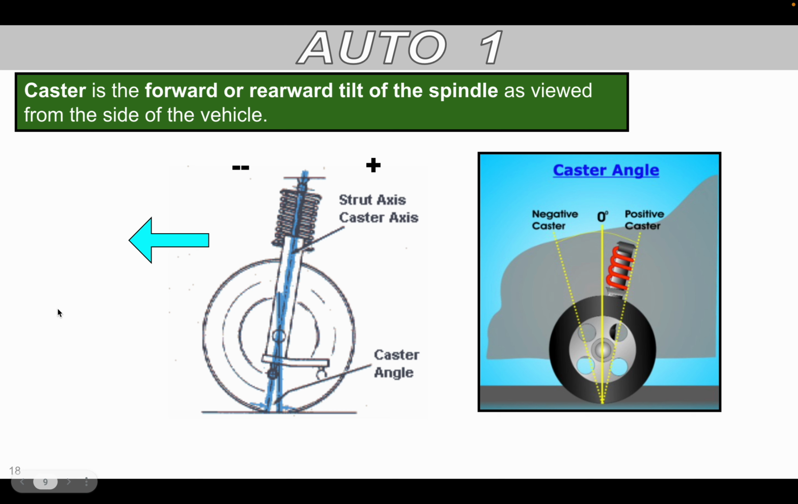Again, caster is the forward or rearward tilt of the spindle as viewed from the side of the vehicle. Okay? Just a different way of looking at this. Typically, if you can't see the actual physical car itself, it's going to denote an arrow to indicate that that is the front or the travel of the vehicle. So you can see here that this is going ahead of the tire, so it's positive.